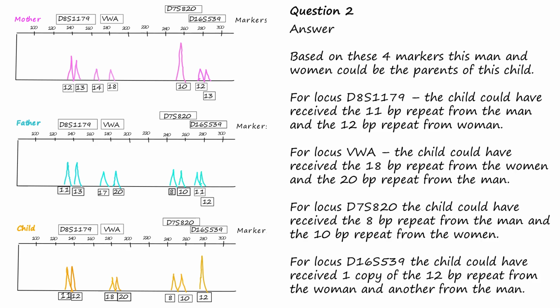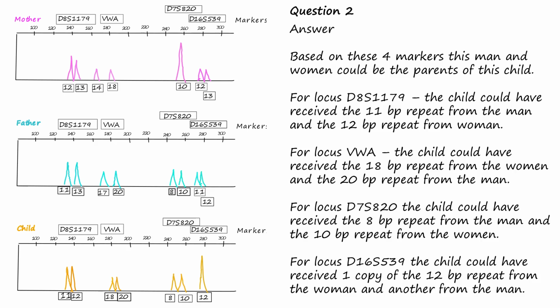The answer to this question is that, based on these 4 markers, this man and woman could be the parents of the child. For locus D8S1179, the child could have received the 11 base pair repeat from the man and the 12 base pair repeat from the woman. For locus VWA, the child could have received the 18 base pair repeat from the woman and the 20 base pair repeat from the man. For locus D7S820, the child could have received the 8 base pair repeat from the man and the 10 base pair repeat from the woman.